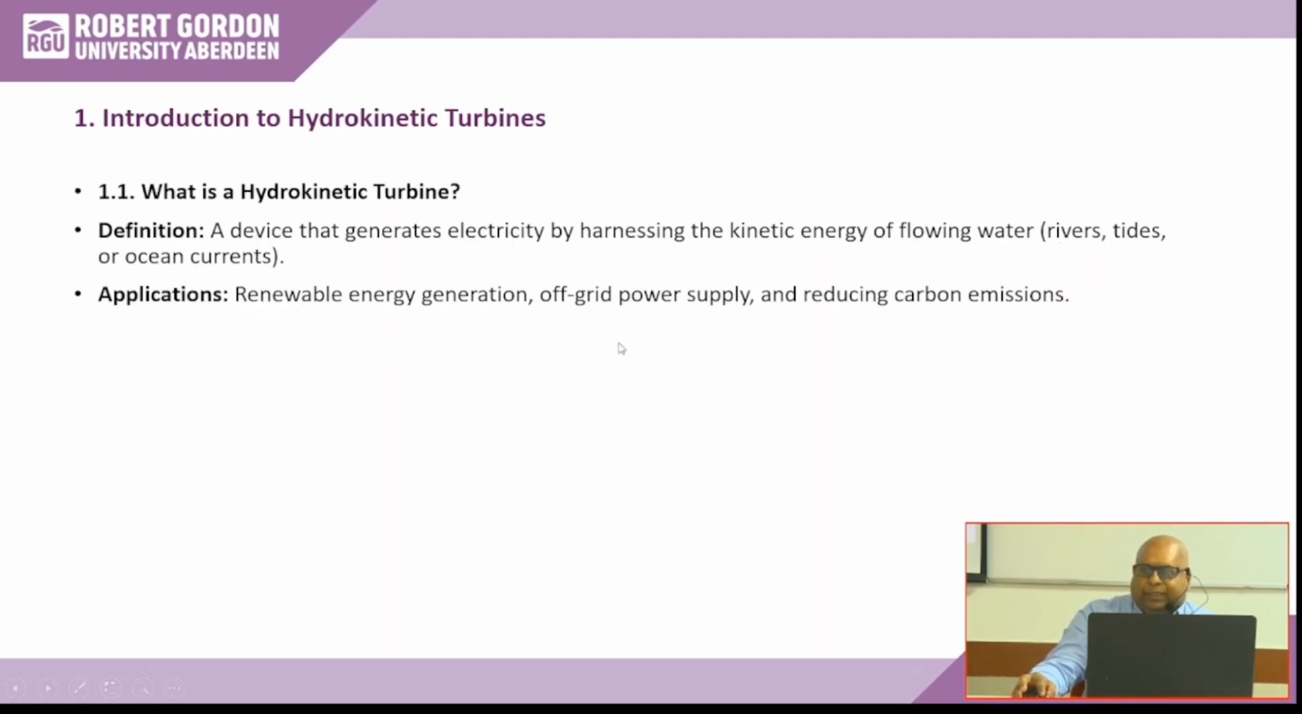So what is our objective at the end? Application. We are trying to get renewable energy generation, off-grid power supply, and reducing carbon emissions. So our objective at the end is to reduce carbon emissions. Okay, so remember that term. I will come back to that term in a minute, or further down my lecture, carbon emissions.